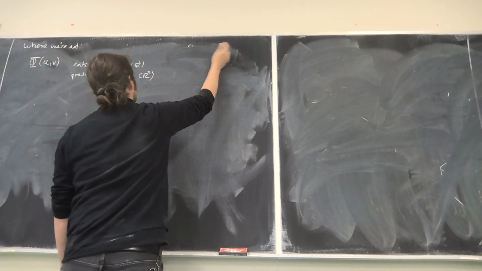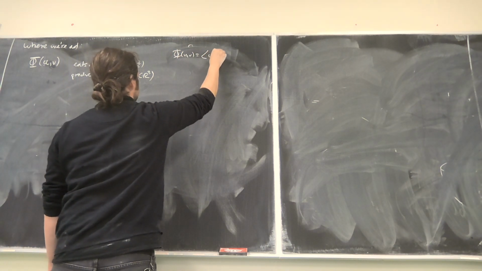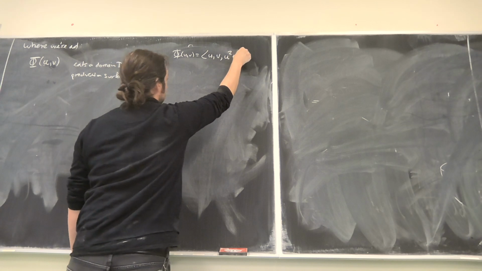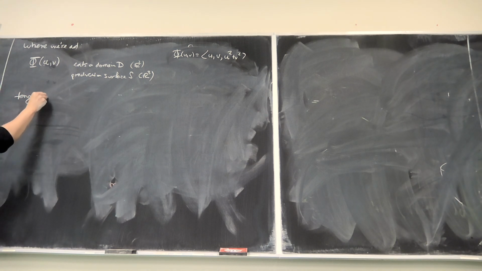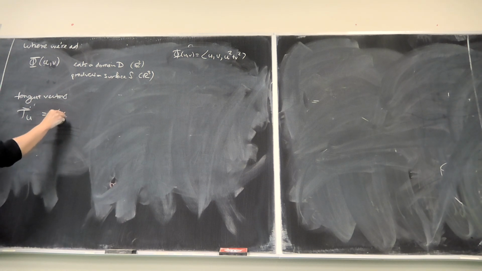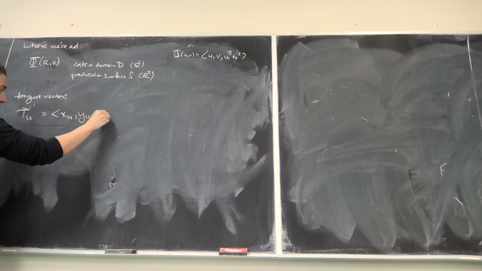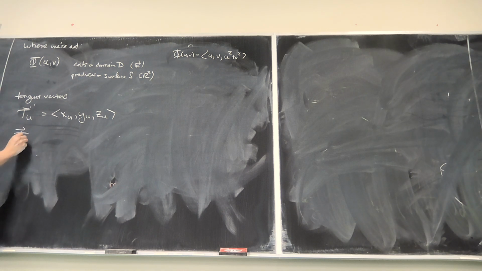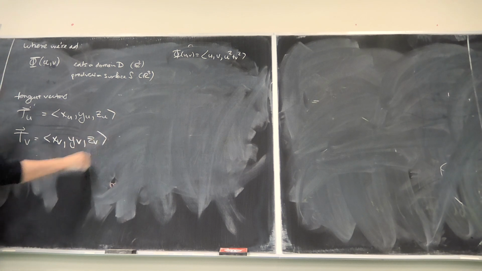As an example here, we looked at phi of u and v is equal to u, v, u squared plus v squared, so that's a paraboloid. We had defined the tangent vectors. Tu, which was equal to x with respect to u, y with respect to u, z with respect to u, and the tangent vector Tv, which was x with respect to v, y with respect to v, z with respect to v.